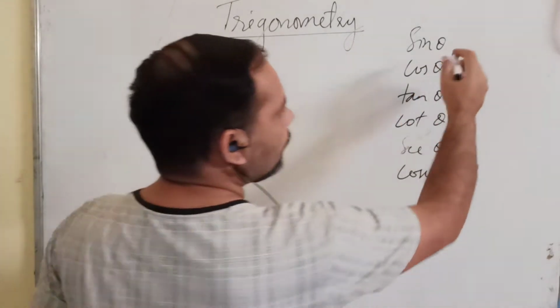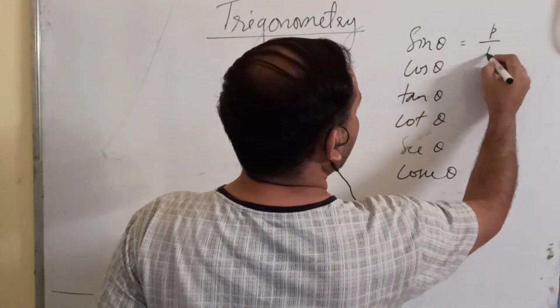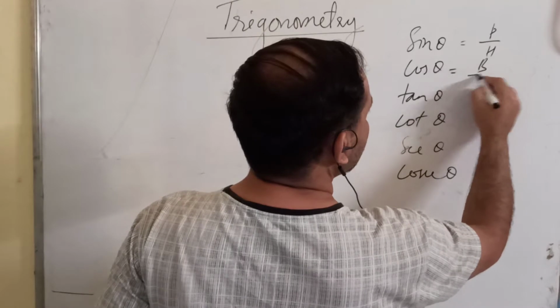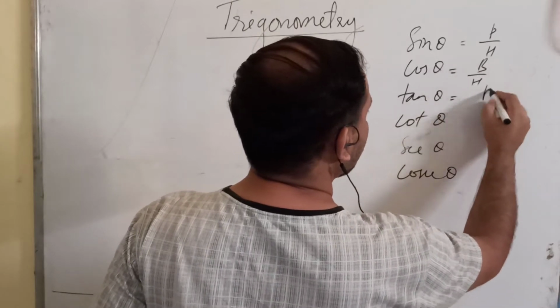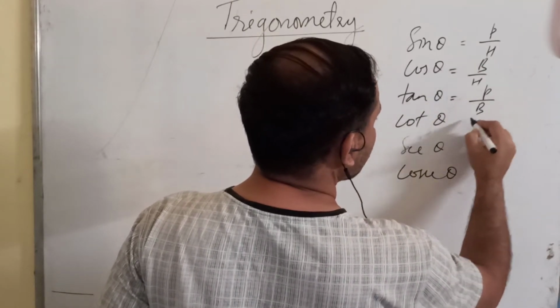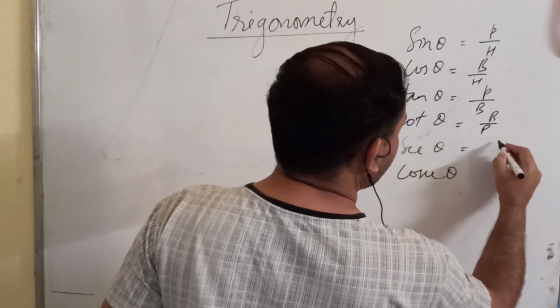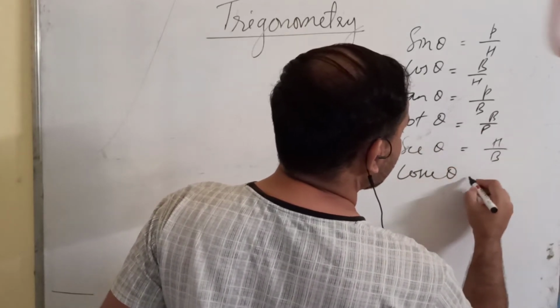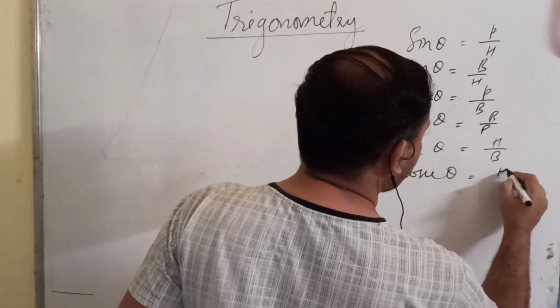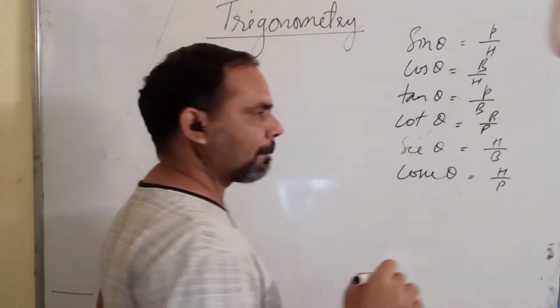Sine theta is your perpendicular upon hypotenuse. Cos theta is base upon hypotenuse. Tan theta is perpendicular upon base. Cot theta is base upon perpendicular. Sec theta is hypotenuse upon base, and cosec theta is hypotenuse upon perpendicular.